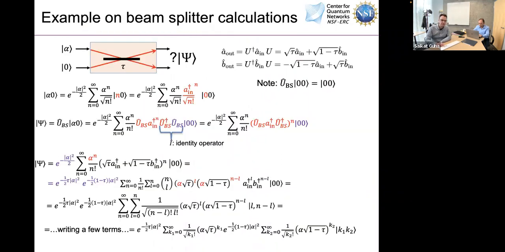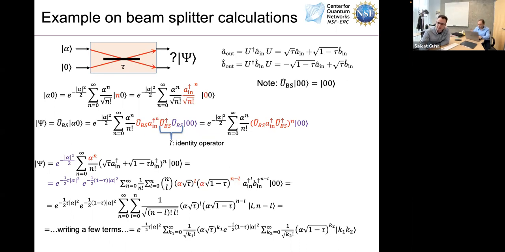Now, let's do some calculations. Okay, this is like a winter school, right? I mean, we're supposed to do a little bit of math sometimes. Let's do the following. Let's take a coherent state and vacuum as the input of some beam splitter. And let's take as a given the Heisenberg relation between the output field operators and the input field operators.